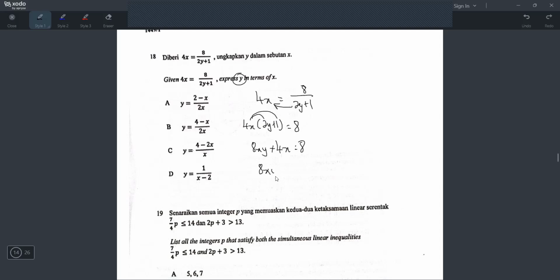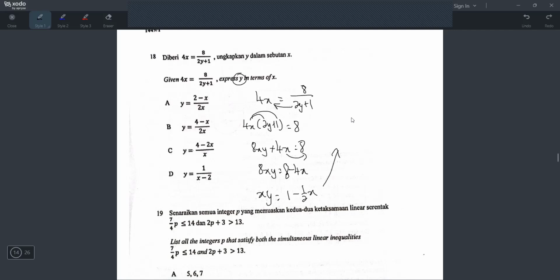And since I'm finding y, it means I want y to be single. So what I'll do is everything except y, I have to move it to the other side. But which one I have to move first? Of course, the 4x, right? So it becomes 8 minus 4x. All right, you always move the outermost one. So how to find y? Let's move 8 first. Okay, so what happens when you move the 8? It becomes divide. So 8 divide 8, 1. Negative 4 divide 8, negative 1 over 2x, right?